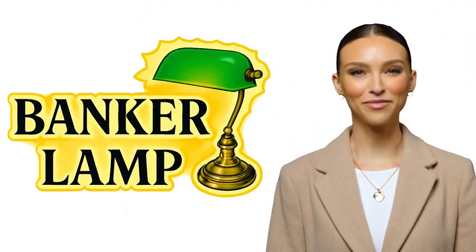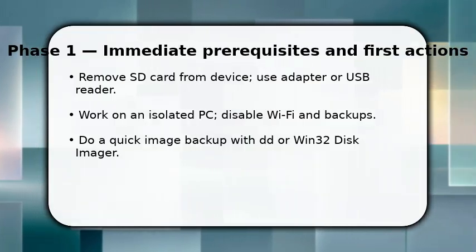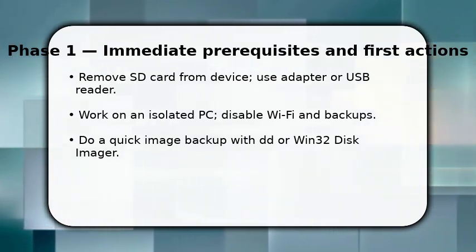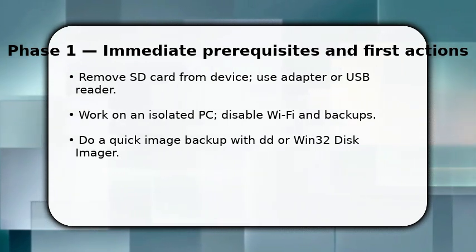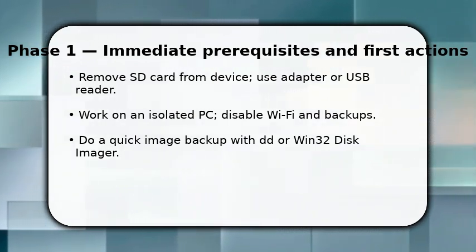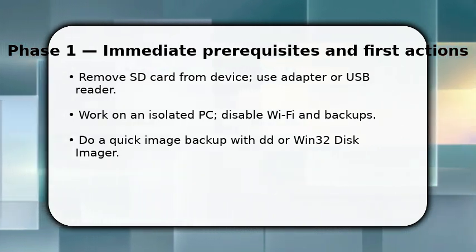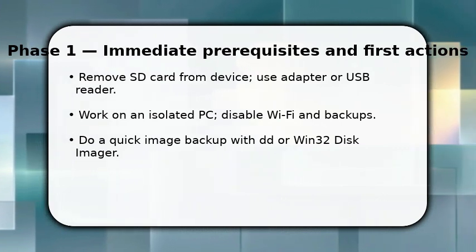Please enjoy the video. You start by removing the SD card and mounting it on a Windows or Linux PC using a reader. You create a raw image immediately. This preserves evidence and gives a restore point. Once the image is saved, make sure to disable network access so malware cannot phone home.